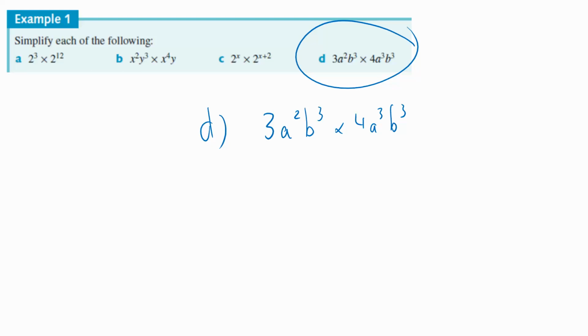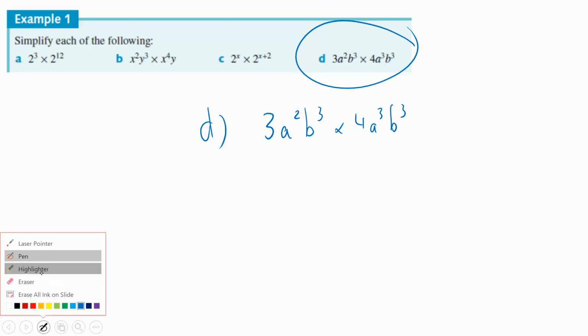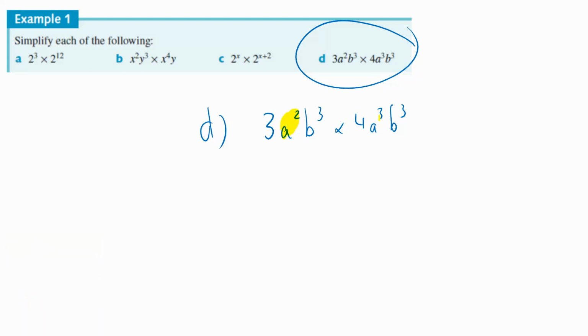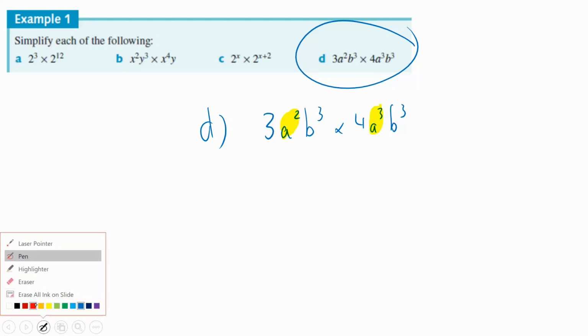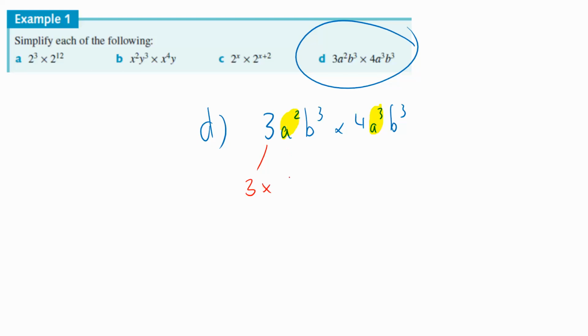So, what he is going with is he's saying a squared can be multiplied to a cubed. Okay, because we're actually just saying 3 times a squared times b cubed times 4 times a cubed times b cubed. If I write it out for you to see, all I'm really saying here is 3 times a squared times b cubed times 4 times a cubed times b cubed. We already know how to simplify a squared times a cubed, which is why Hamish said you add the powers, 2 with a 3. So it becomes a, 2 plus 3 is 5.